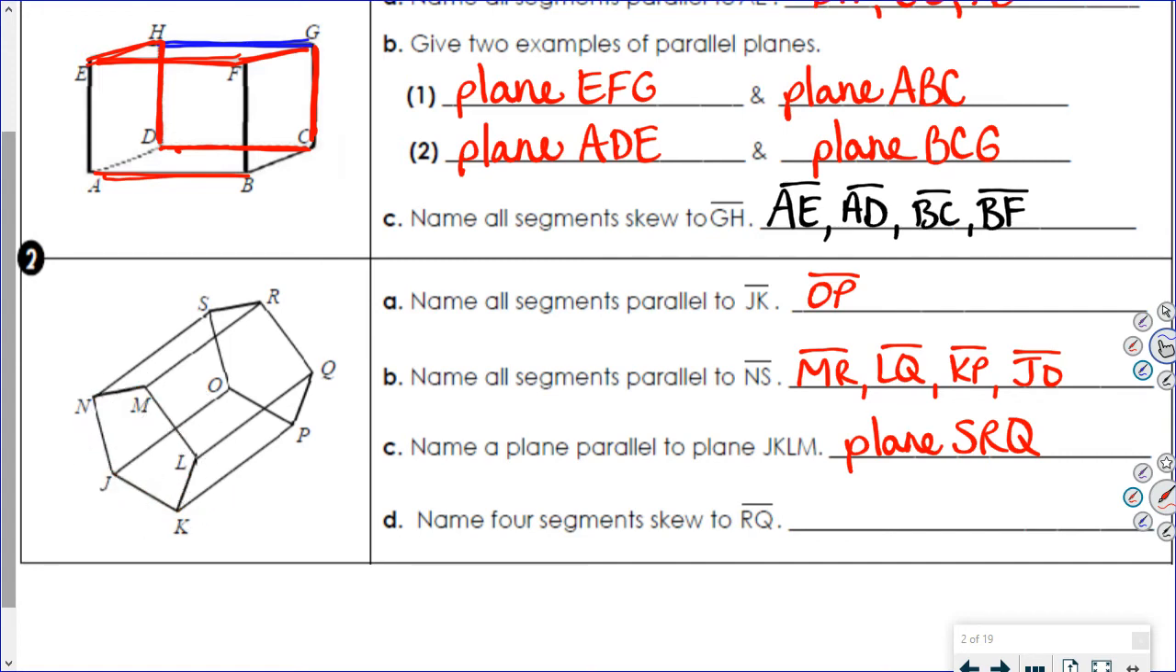Name 4 segments skew to segment RQ. So again, I'm going to go ahead and outline RQ. I'm also going to outline any segment that's on the same plane. So I'm going to do that whole pentagon. And then I'm also going to do any segment that's part of that rectangle. So that rectangle is going to be here. And then I'm going to do anything parallel. Well, the only one that's parallel is this one I've already highlighted. So anything that I haven't outlined yet is going to be considered skewed. So I have NS, I've got NJ, JK, and then I also have KP. Now, there are others. Anything there that's not highlighted works. Okay?